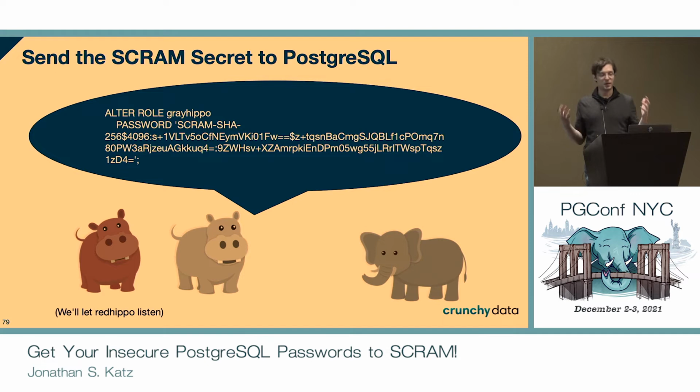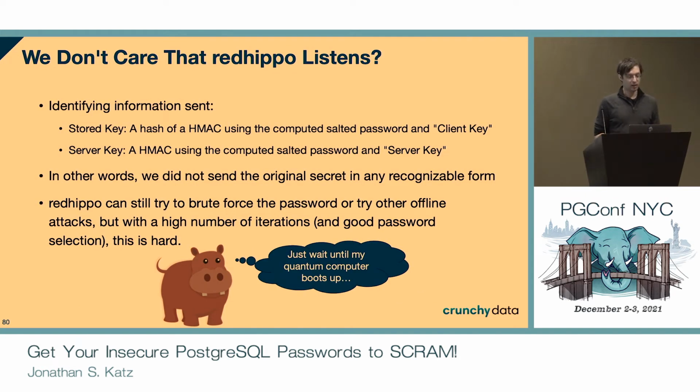Maybe it's a weak password. You're able to use some dictionary lookups to get at it. But you have to do work. With the plaintext and MD5 methods, you have the password. It's free. You have carte blanche. So we've now made it very hard. And sure, we probably prefer for Red Hippo not to listen, right?